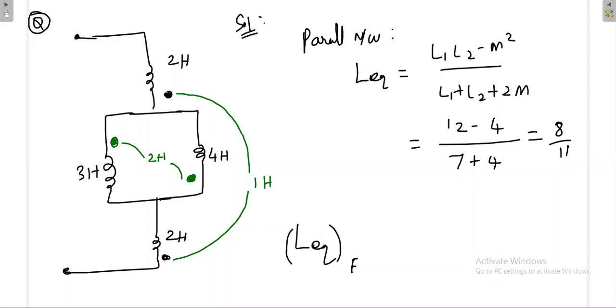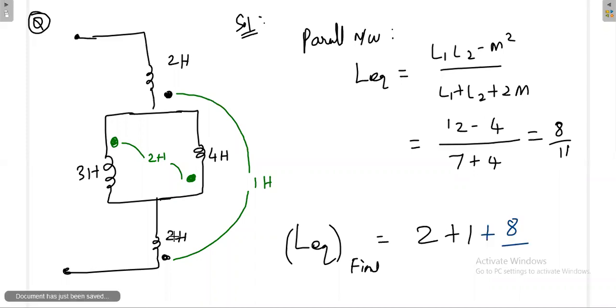Final. Where is the 2 Henry going? The mutual inductance from this one is going here. Here leaving, here also leaving. That means I have to take this plus 1. Next you write the parallel network value. The parallel network value is simply 8 by 11.